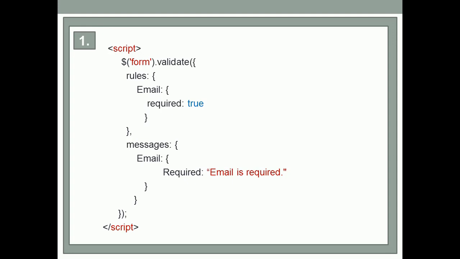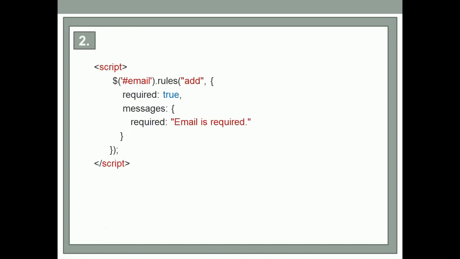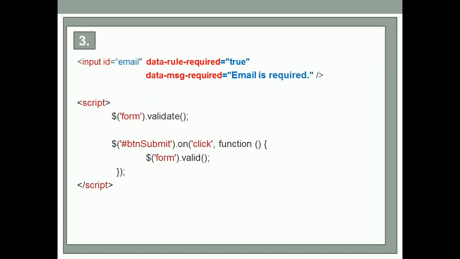The first way we can apply the validation is by using the validate function itself. The second way is to use the rules function of the jQuery validate. And the third and final way is by using the given attributes, the data-rule-required attribute or the data-msg-required attribute. You can change your validation; I am using required, but instead you can use your own validation here.